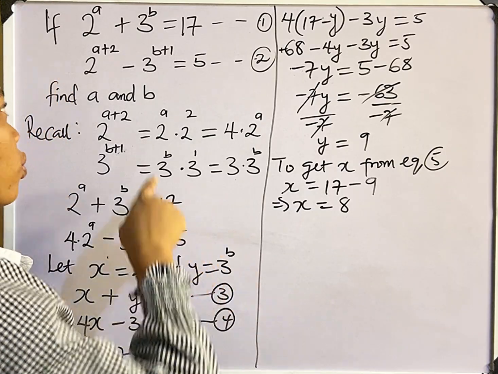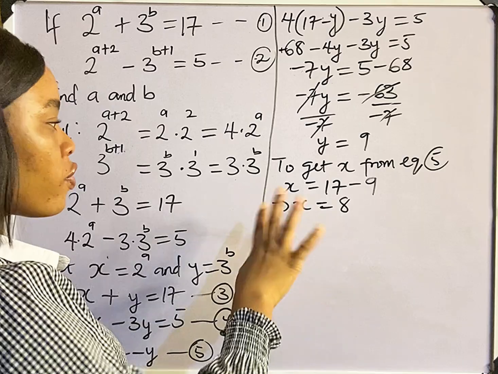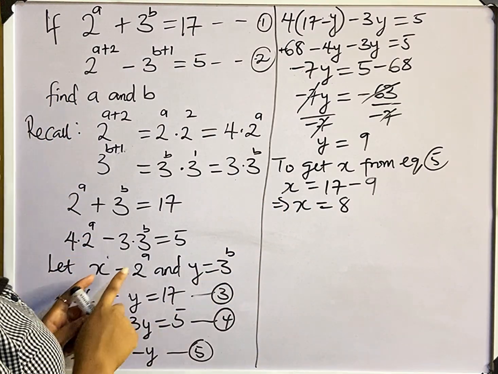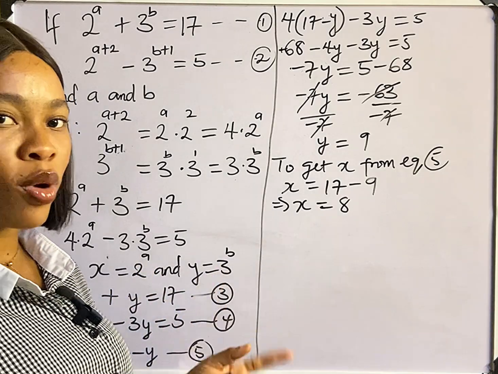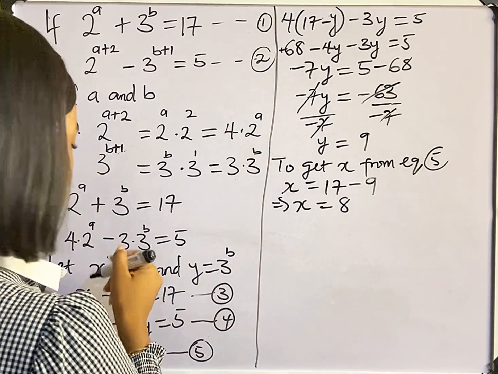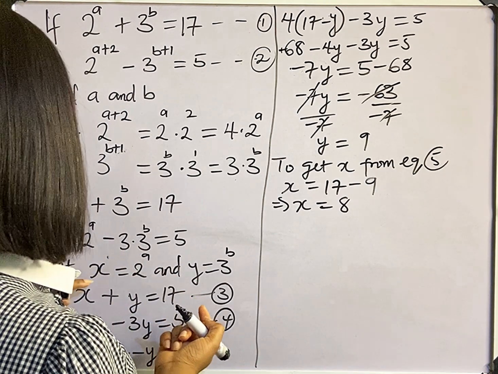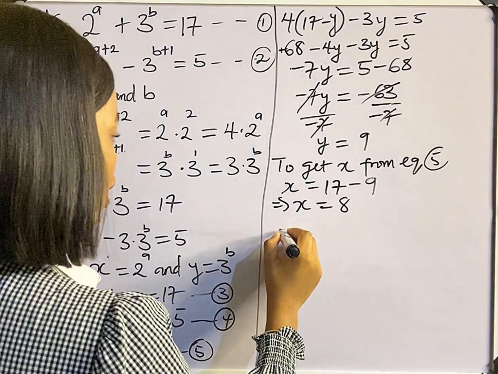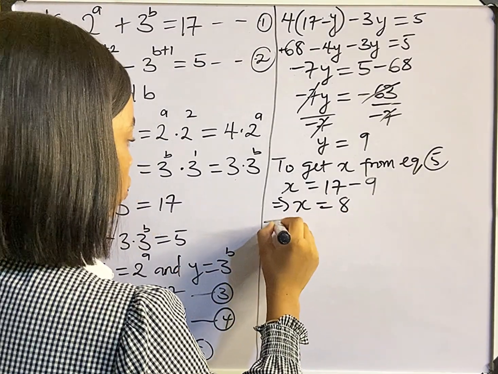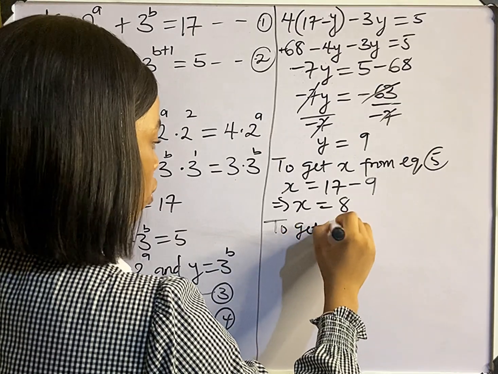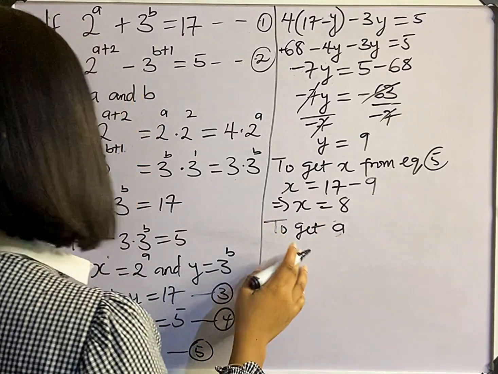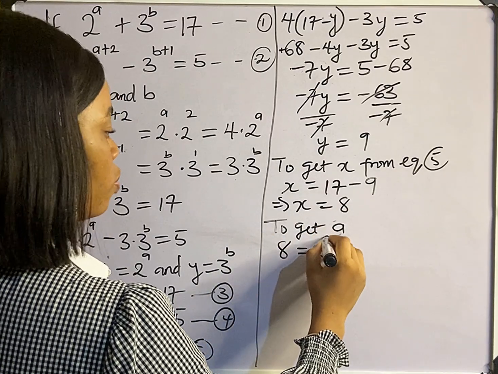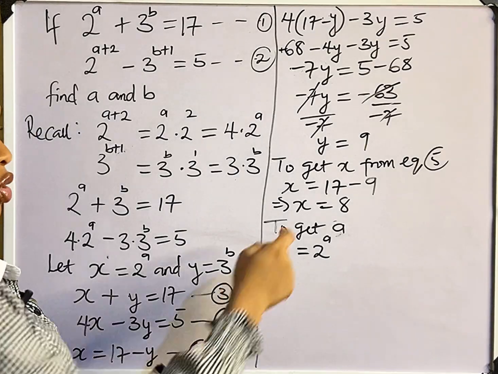Now remember, we are looking for a and b, not x and y. So for us to get our a and our b, we come back. Remember, we said let x be 2 raised to the power of a and y be 3 raised to the power of b. So we come back here. Now that we have our x to be 8, I want to get a. So 8 equals 2 raised to the power of a, because we found x to be 8.